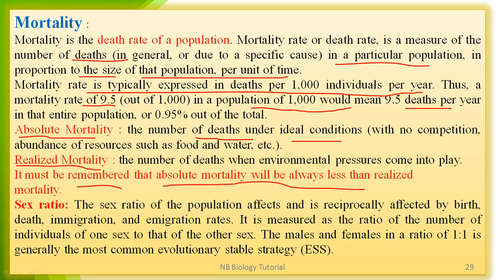Next one is the sex ratio. The sex ratio of the population is affected by the birth, death, immigration and emigration rates. It is measured as the ratio of the number of individuals of one sex to that of the other sex. The male and female in the ratio of 1:1 is generally the most common evolutionary stable strategy.